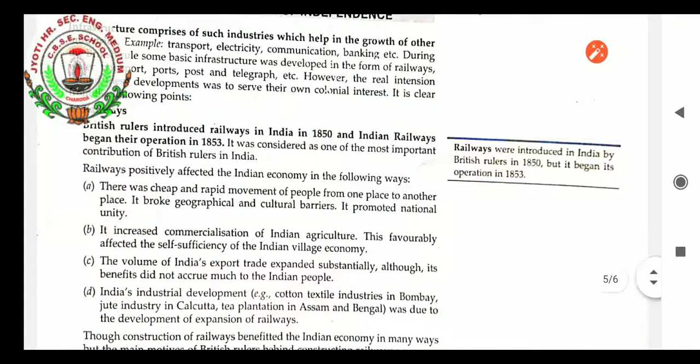Railway. British rulers introduced railways in India in 1850 and Indian railways began their operation in 1853. It was considered one of the most important contributions of British rulers in India. You can see how the British rulers introduced India to the railways, and why it was introduced, that also you can come to know: not for Indians but for the mere transport of goods and people from one place to another for the British economy, not for the Indian economy.